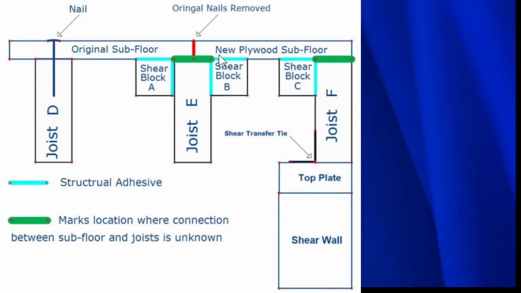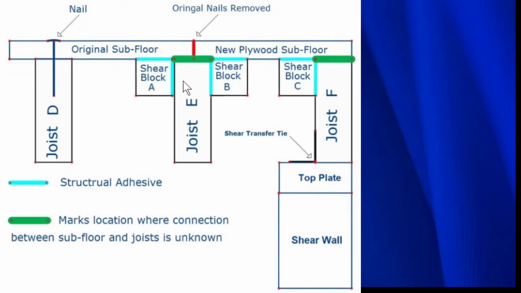We take a block, we glue it here, we glue it here, and now this piece of plywood right here is connected to this joist, and it's connected to this joist, just as if it was a piece of the new subfloor. It's connected here and it's connected here like it should be. Then what we do is we take another block and we glue it here and we glue it here. So now this is connected to this joist through the block.